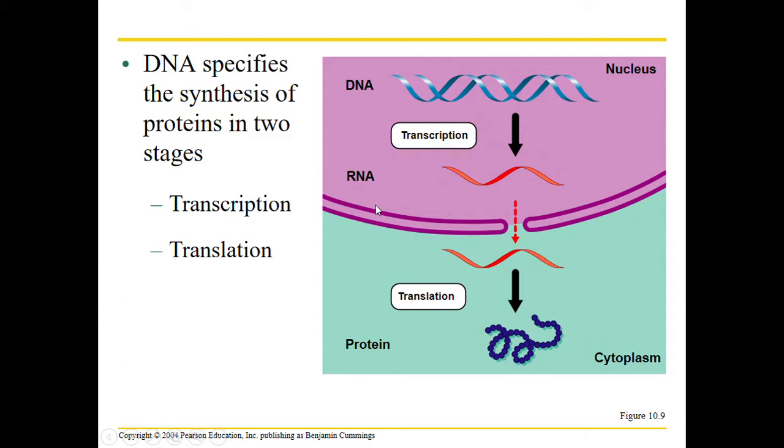Then secondly, we have RNA translating into proteins. Proteins are not nucleic acids, so they must translate to a whole new language of amino acids and then eventually proteins. This process is called the central dogma of biology. So if you hear the phrase central dogma, this is what we're talking about.